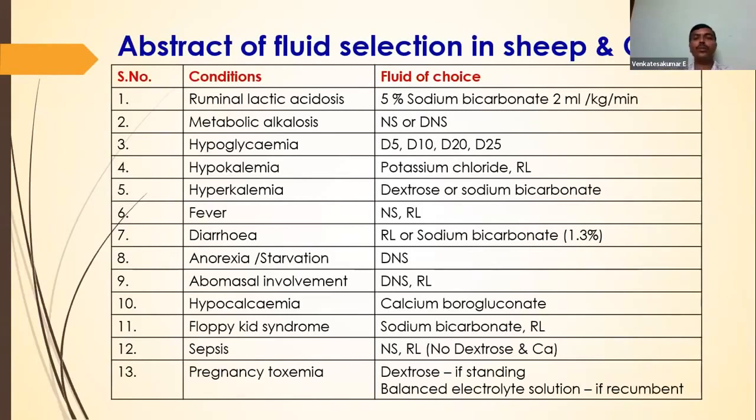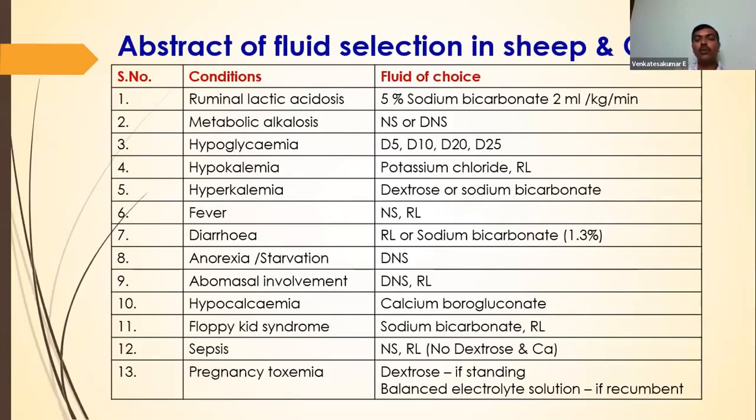Anorexia, starvation, during that time you need to give fluids, because anorexia in ruminants leads to metabolic alkalosis. So DNS you can prefer because starvation is also there. Abomasal involvement, there is metabolic alkalosis, hypochloremia, hypokalemia. So we can give DNS, but oral is a questionable one. Hypocalcemia, calcium borogluconate. Floppy kid syndrome, sodium bicarbonate and Ringer's lactate.